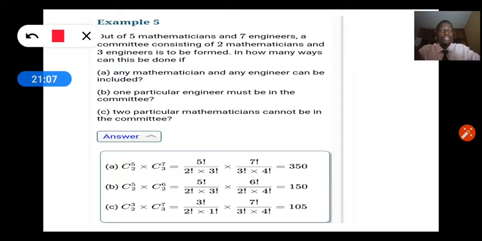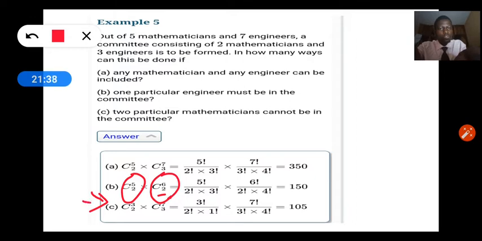For the mathematicians first, that's still 5 combination 2. That's why we have this one. Then since one particular engineer will be there, we only have 2 left to be choosing. That's why we have that 2 at the bottom of the combination here. We can't choose 3 again because a particular one must be part of the committee, so we are removing that one from what we are selecting now. So it is 6 combination 2 here, with the engineer that must be there.